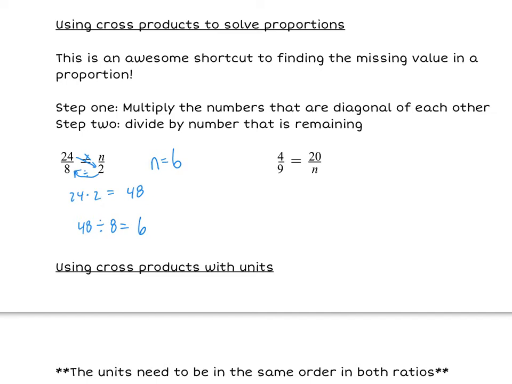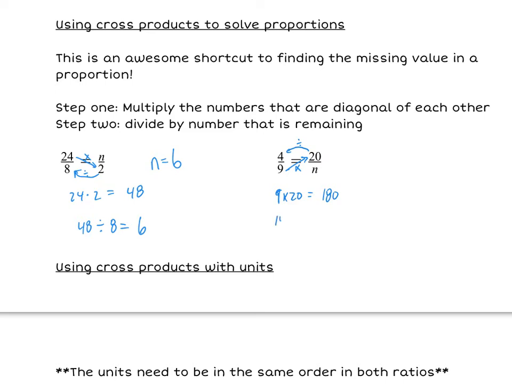So let's do another one here, just to practice the same thing. What numbers are diagonal this time? 9 and 20. So it does not matter where the missing number is. 9 times 20 equals 180. And what number's left? 4.